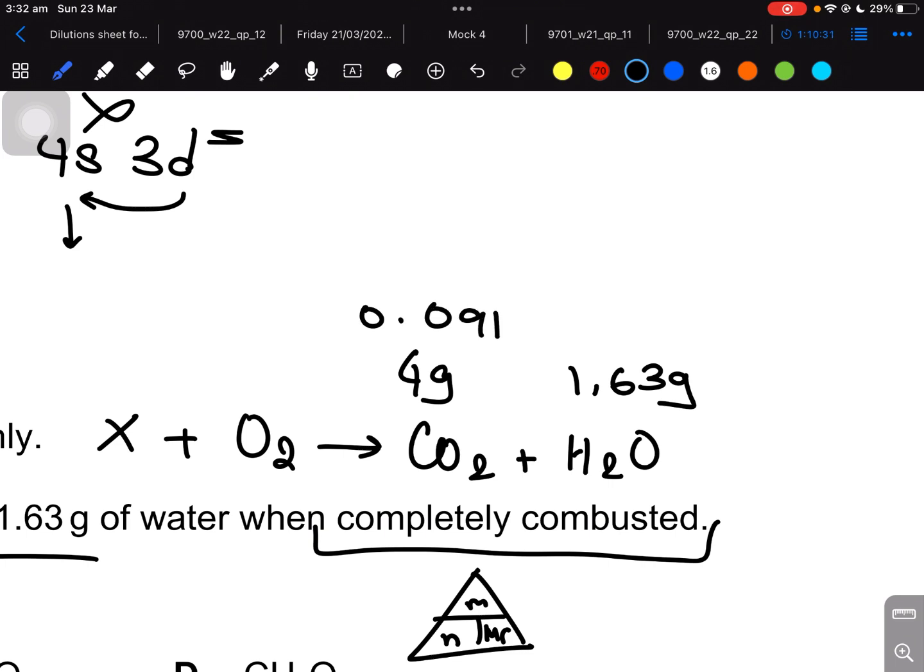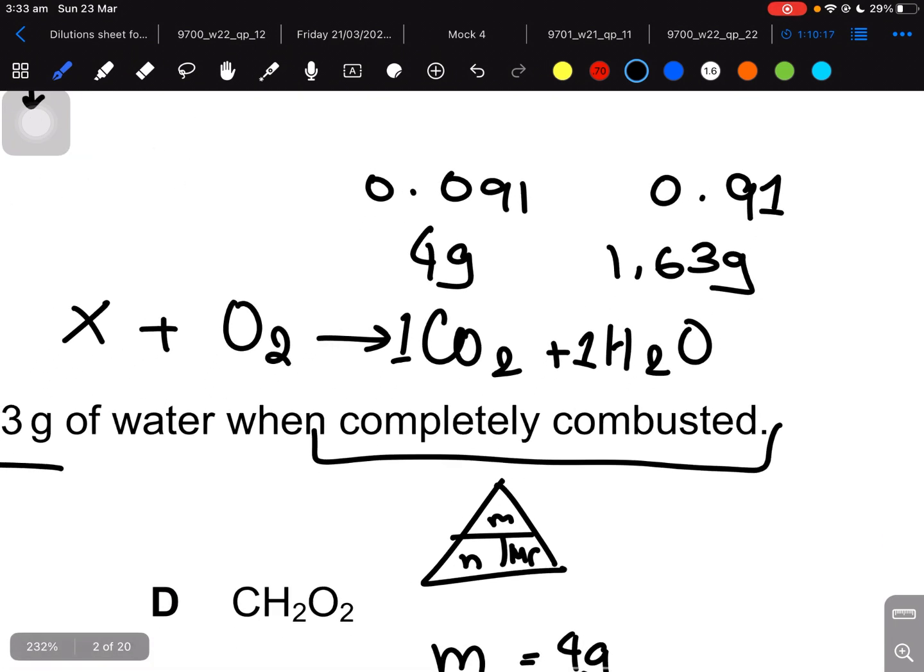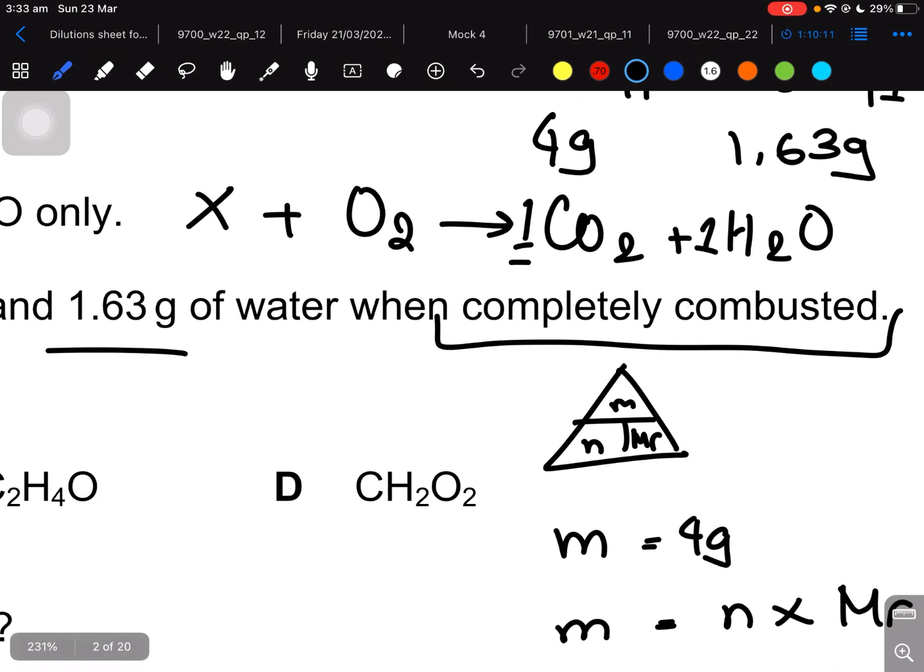Then H2O, same thing, 1.63 over the Mr, which is 18. That's easy. It's 0.091 also. So the ratio is 1 to 1. The ratio is 1 to 1. That doesn't mean it's 1 and 1. It can be 2 and 2. So basically the ratios are the same.